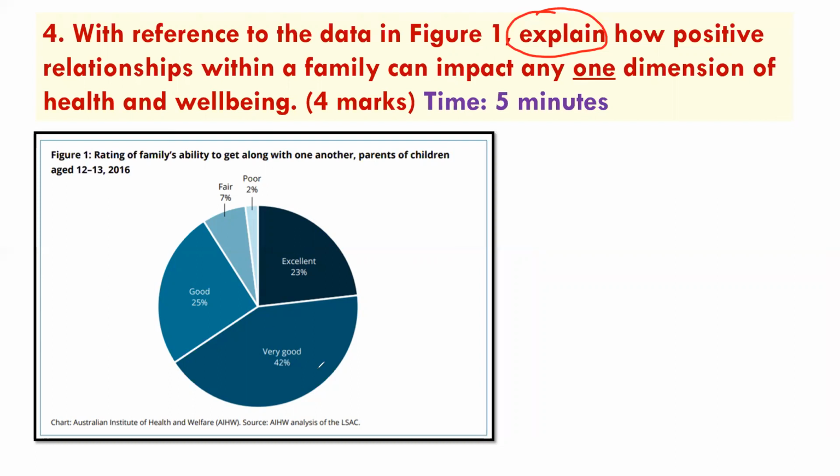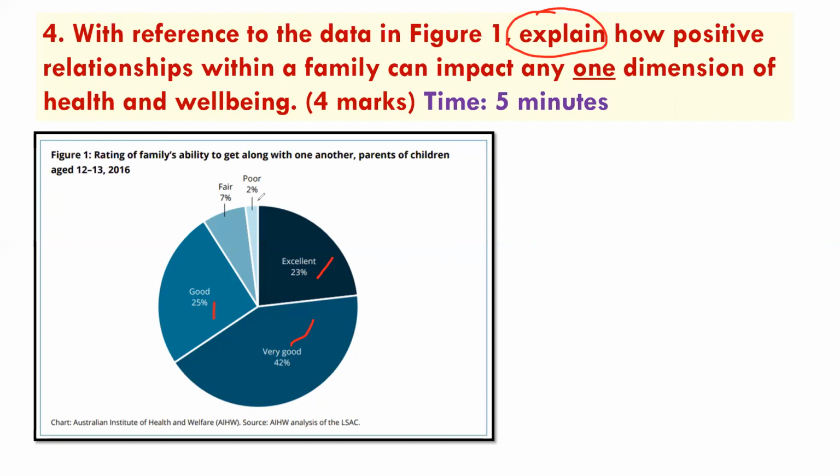Very good, ability of a family to get along with one another, poor ability, anything that you want to do. It depends on whether you want to choose to focus on the negative side of things or the positive side of things. So again, you choose your data accordingly. If you want to choose the positive side of things, you might go with either of these three.